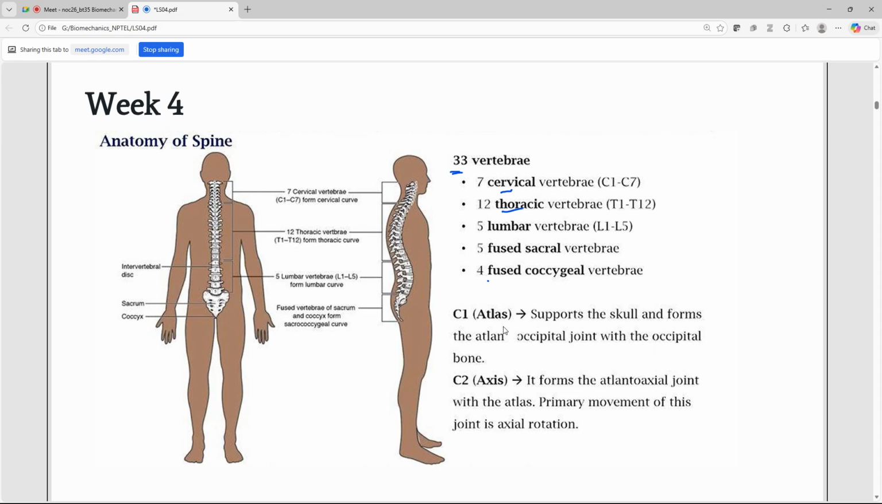We have discussed these two joints in the second week, I think. C1 and C2 have two names: C1 is known as atlas and C2 is known as axis. C1 supports the skull and forms the atlanto-occipital joint, whereas C1 and C2 are joined by the atlanto-axial joint.